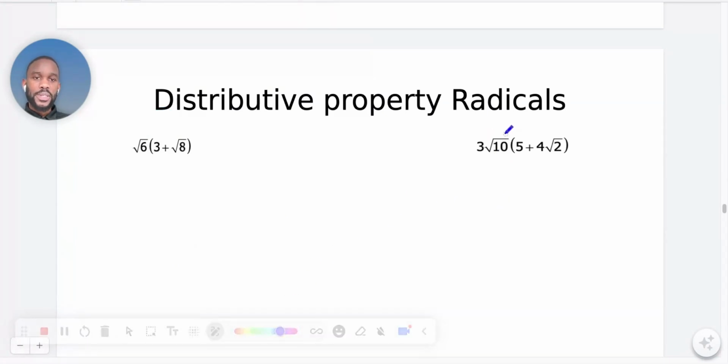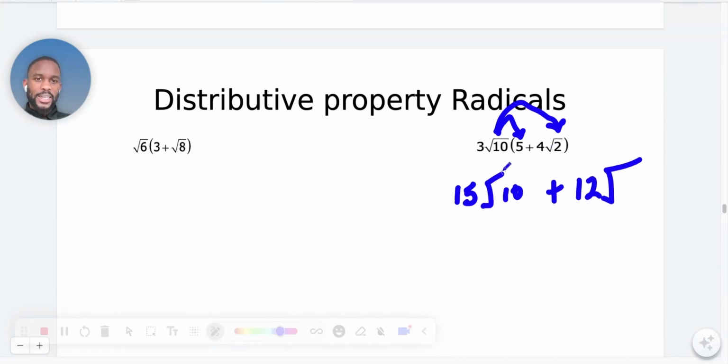Now let's look at this example here. Again, we're going to distribute that. What is outside multiplies with what is outside. What is inside multiplies with what is inside. Don't forget that. So 5 is outside. So 5 times 3 gives you 15 root 10 plus 3 times 4 gives you 12. And what is inside is 10 times 2 giving you 20. 10 cannot be simplified any further.